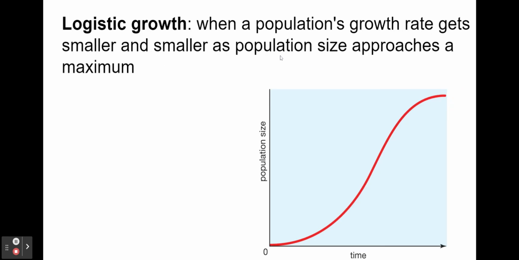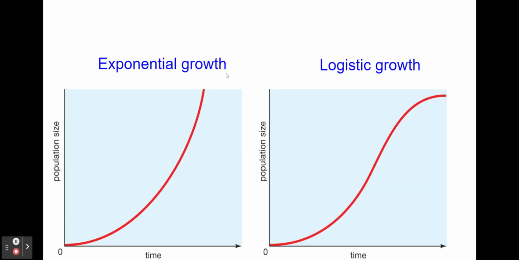This type of growth is called logistic growth, when a population's growth rate gets smaller and smaller as population size approaches a maximum. So even though I say the population's growth rate gets smaller, I'm not saying that the population size gets smaller. The population is still increasing in size until it eventually approaches a maximum, level where it stabilizes and stays roughly constant. So here are our two types of growth: exponential growth on the left, logistic growth on the right. What you might notice is that they're connected. Exponential growth is the beginning of logistic growth. Logistic growth starts with exponential growth, but then it transitions to logistic growth as the population starts being limited by stuff and the growth rate slows down and slows down until our population stabilizes.